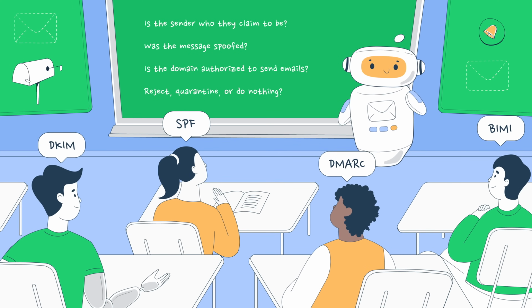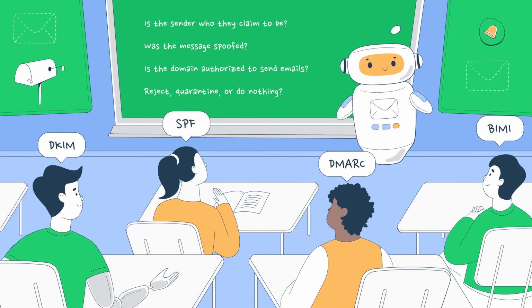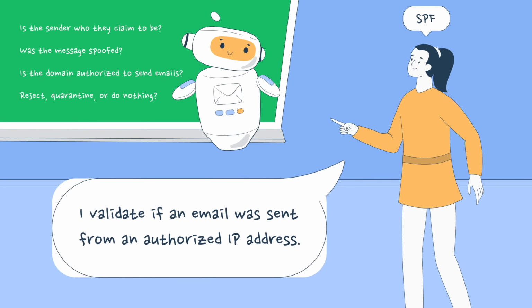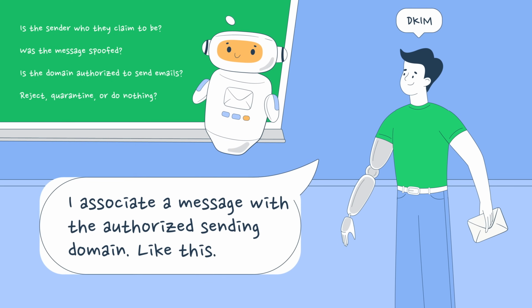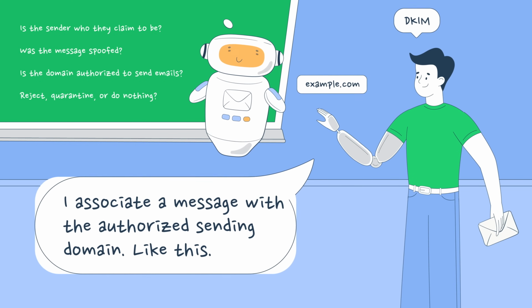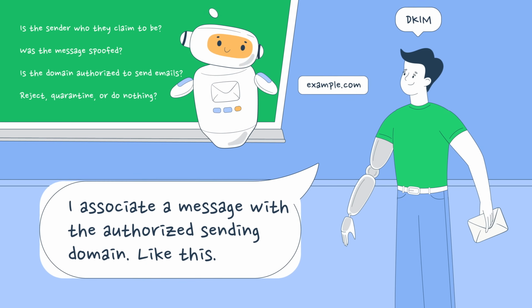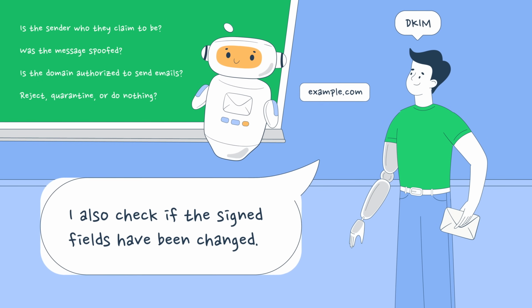Which protocol answers those questions isn't about who raises their hand first, it's about what each of them does. SPF validates if an email was sent from an authorized IP address. DKIM associates a message with the authorized sending domain. It shows that a sender is legitimate and has the right to send emails from a particular domain. DKIM also checks if the signed fields have been changed during transmission.